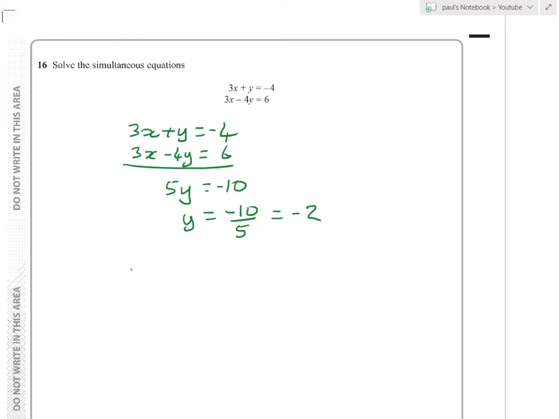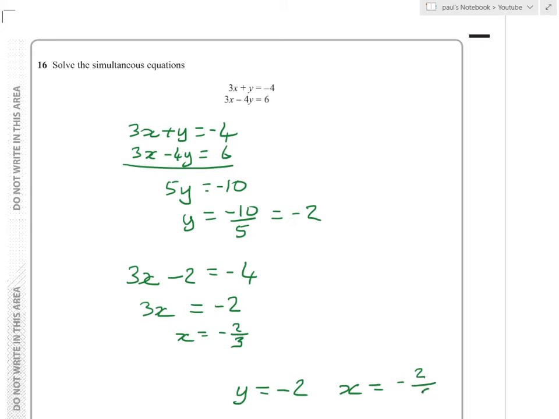Substitute into the top one. It can be any one, but it doesn't matter. 3x minus 2 equals minus 4. So 3x equals, add 2, minus 2. So x equals minus 2 divided by 3. So y equals minus 2 and x equals minus 2 over 3.